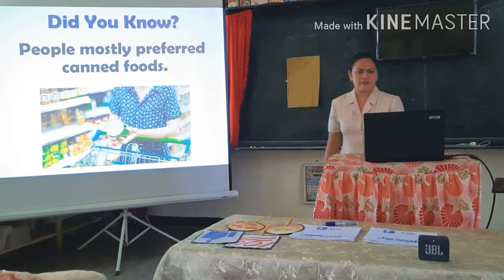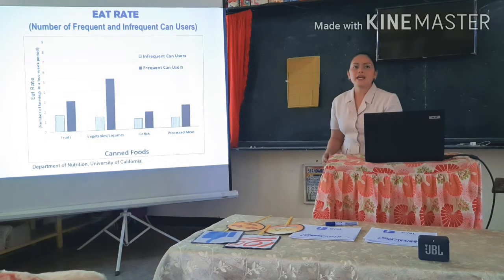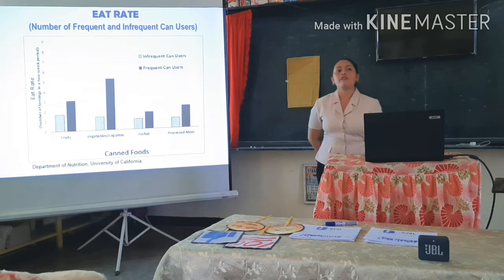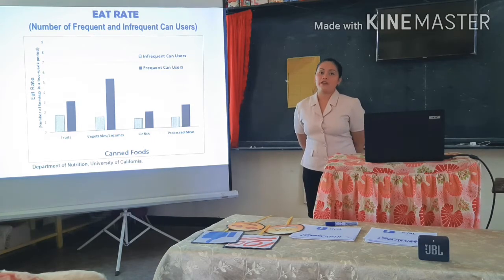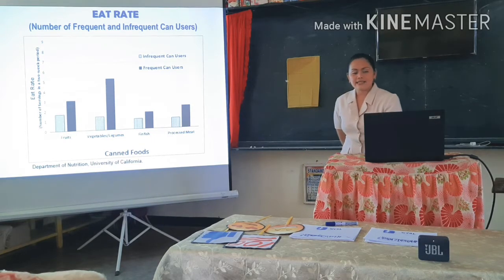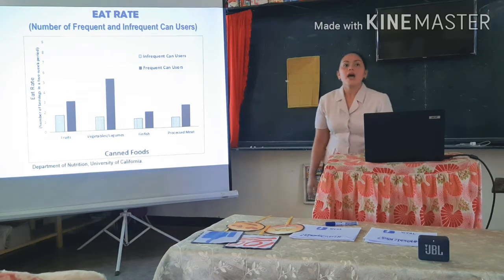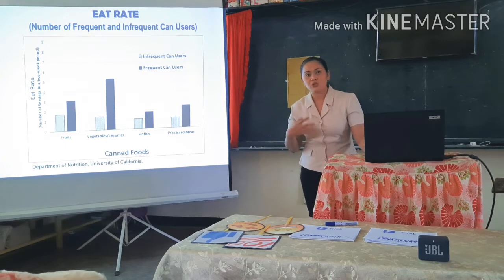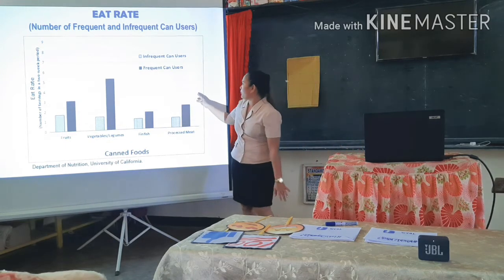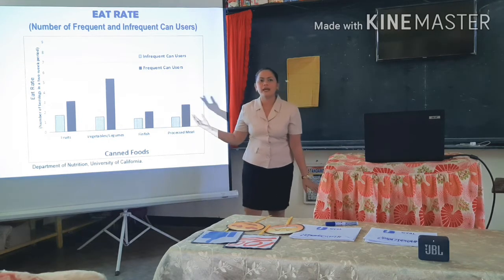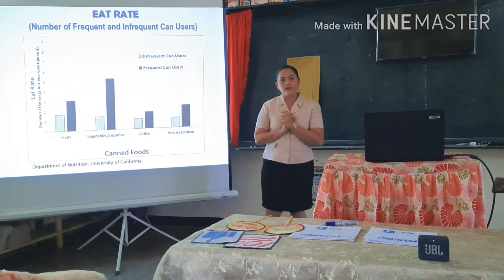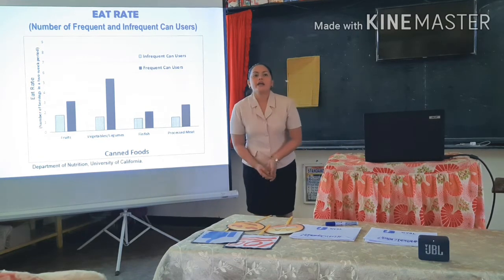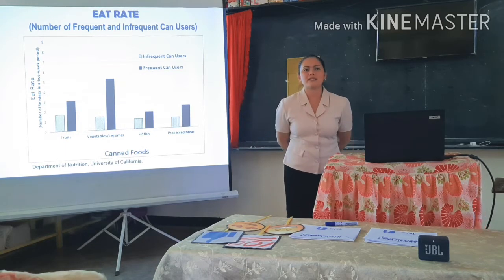Okay, take a look at this graph, class. Taken from the Department of Nutrition, University of California, a study comparing the food intake between different levels of canned food consumption. Class, this is a bar graph. A graph provides a visual representation of numerical data. It is important to look at the lines, the number of figures, the labels, and other marks or legend in a graph to accurately interpret it. Can you tell me what the title of the graph is?